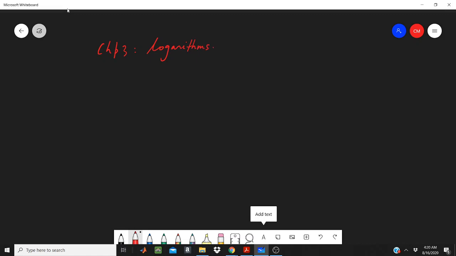Okay, so let's just consider some easy examples. So 2 raised to the power 2 is 4. It's obvious. 3 raised to the power 2 is 9. 3 cubed is 27.